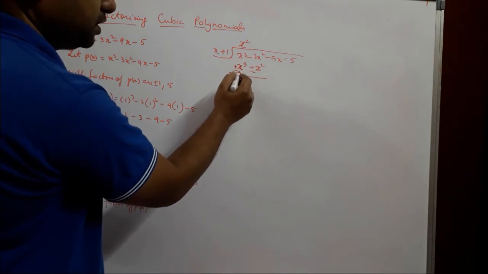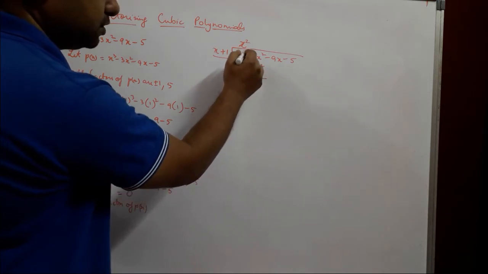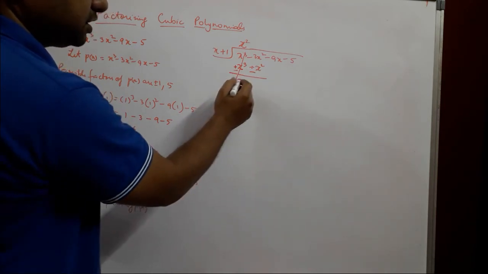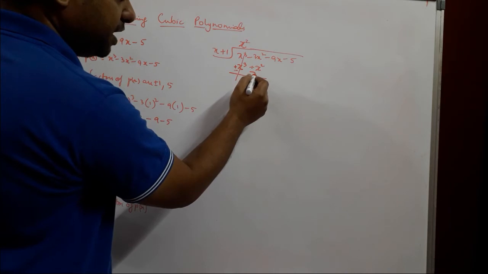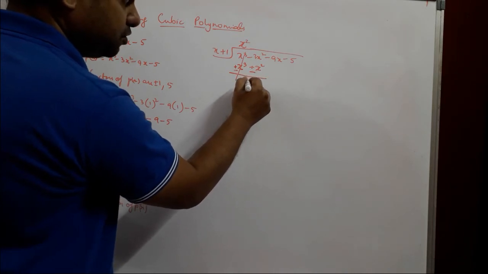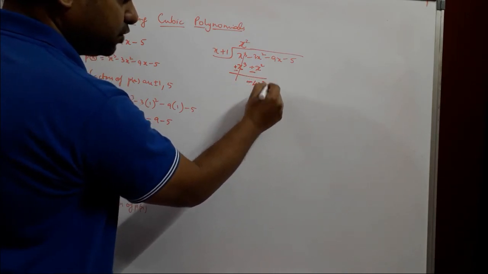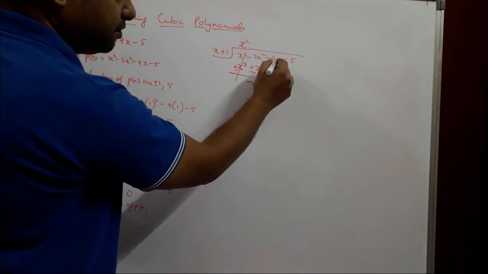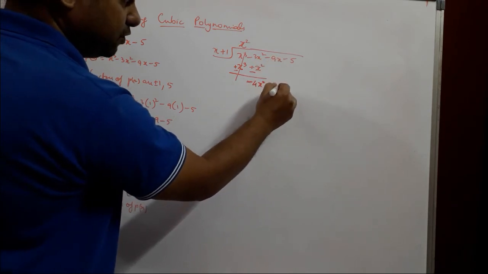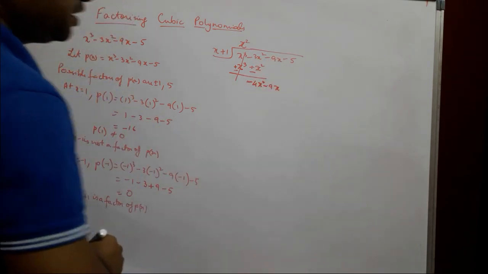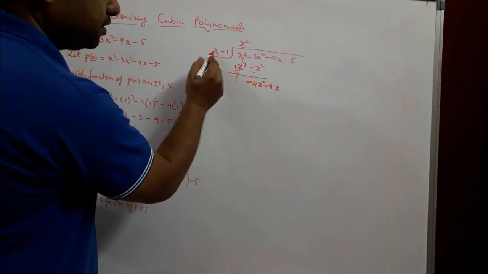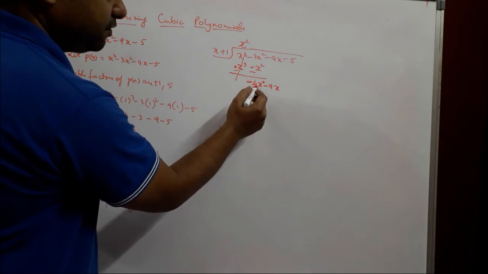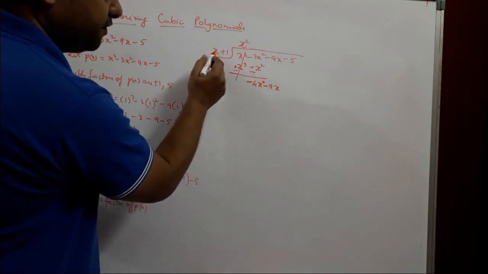So x cube will be minus x cube. We put a line over here because it comes to 0. This will be minus 3x square and minus x square. So that comes to minus 4x square. And just like normal division, we bring this minus 9x down. Okay. Our next step is to see what we need next. We need 4x square, but we have x.